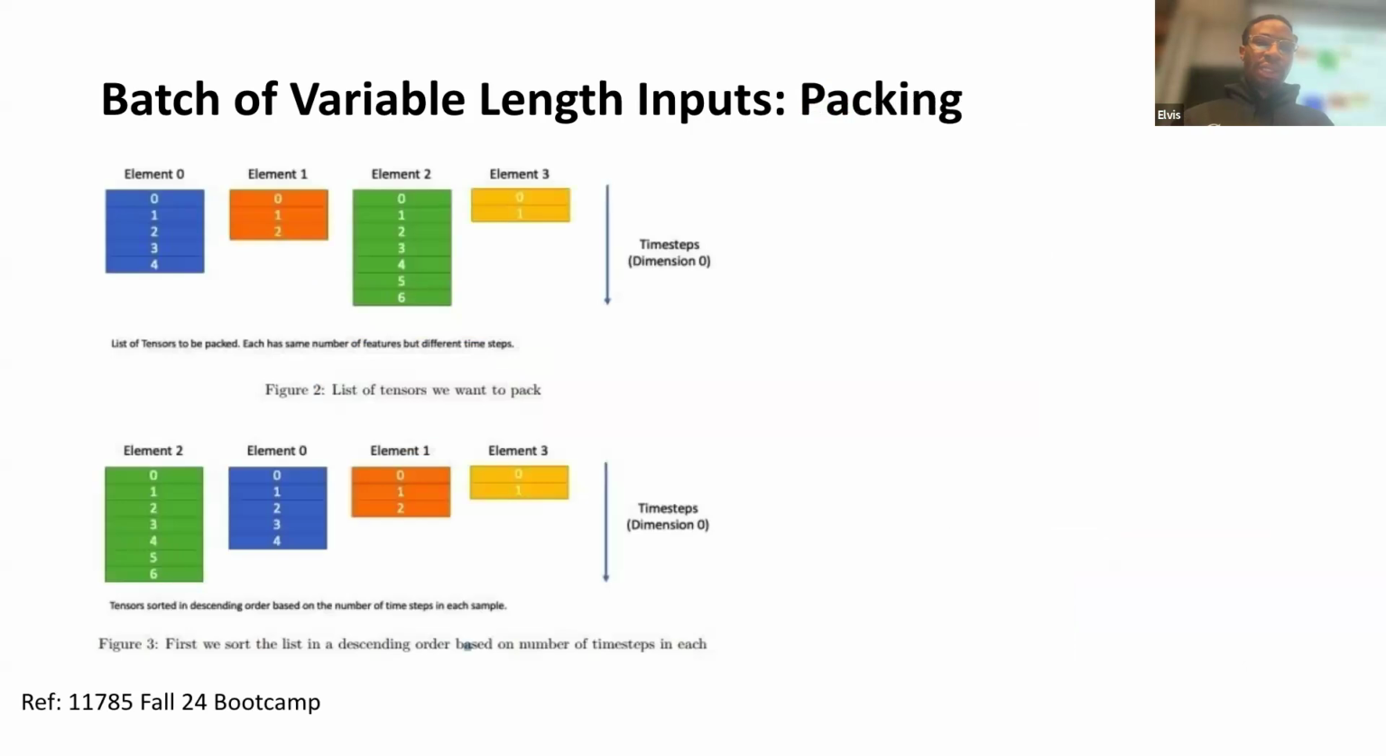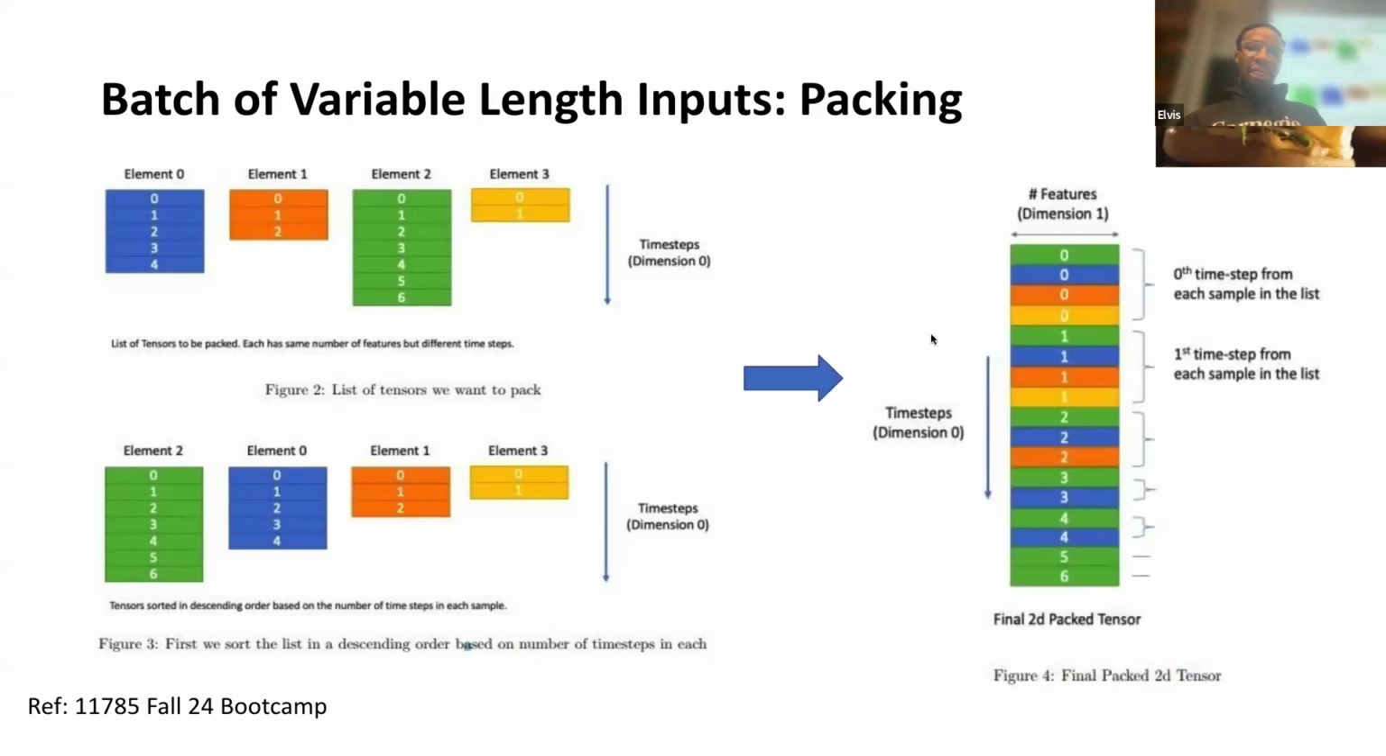So that's why we take you to packing. Packing essentially sorts the tensors in descending order based on the number of time steps in each sample, and then packs them together in a single tensor. You can see the zeros here, the item 3 has 0 here, and they are all packed in here. So at time step 0, you have all of these, and then you pick all of these tensors or sequences and pack them this way. This will be very effective for managing your space and your memory when you're processing this type of input.